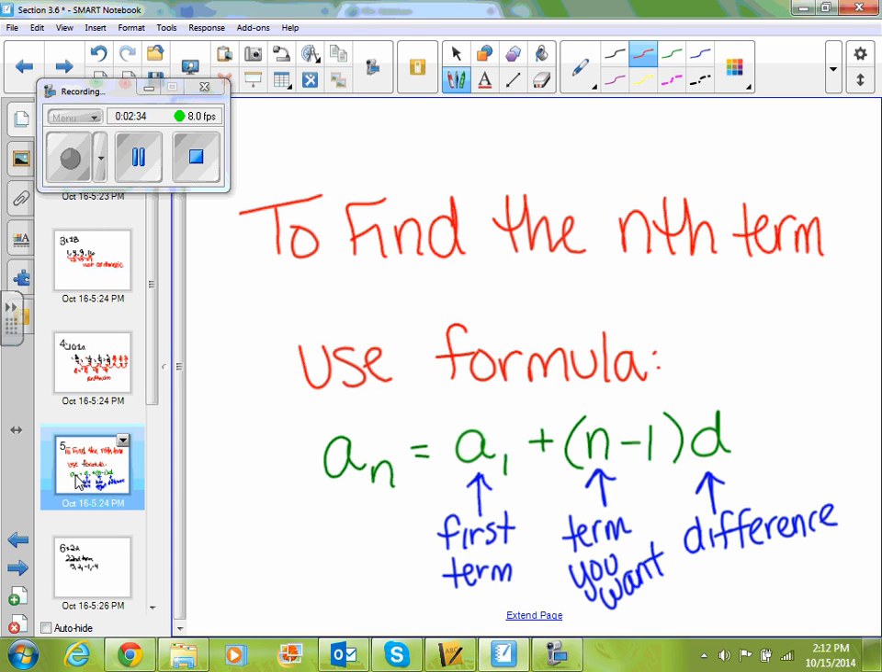Your formula to find your nth term is going to be your first term, which we call a sub 1, your first arithmetic term, plus the term you want minus 1, times your common difference. So if it's asking for your 60th term, that would be 60 minus 1 times your common difference. We have to write it down.